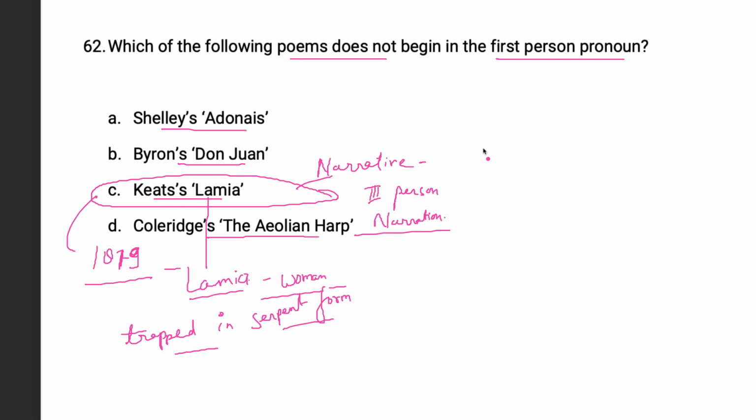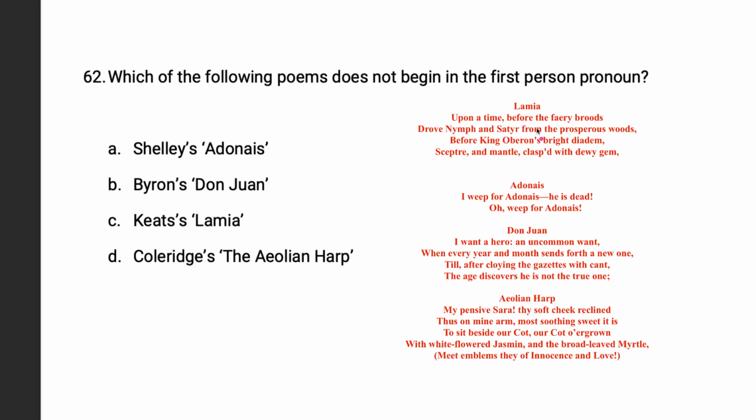Let me show you the opening lines of all these poems. Now you can clearly see Lamia starts in third person narration. "Once upon a time, before the fairy broods drove nymph and satyr from the prosperous woods, before King Oberon's bright diadem, sceptre, and mantle, clasped with dewy gem." So it is about a time when the nymphs and satyrs and all these creatures lived prosperous in the woods. It did not start in first person.